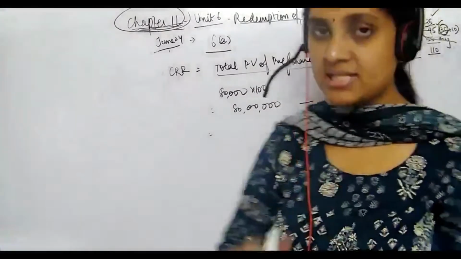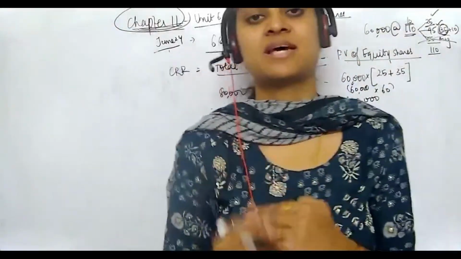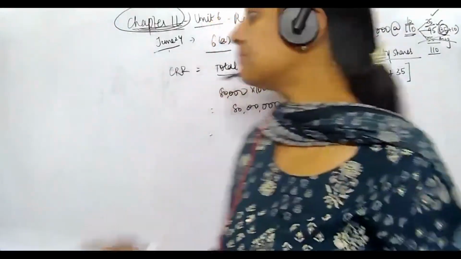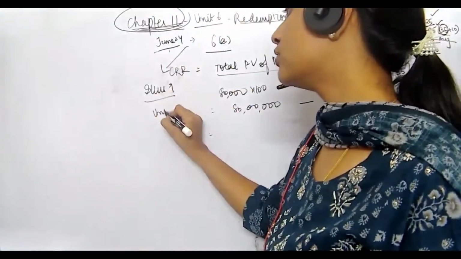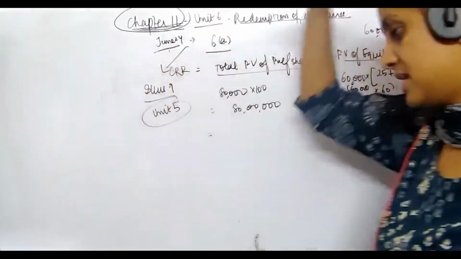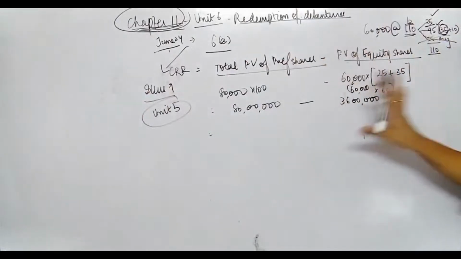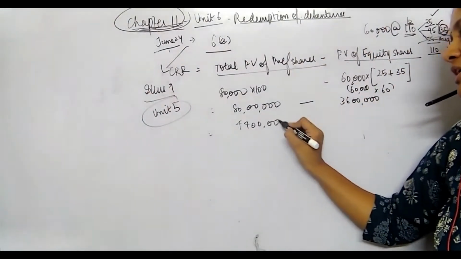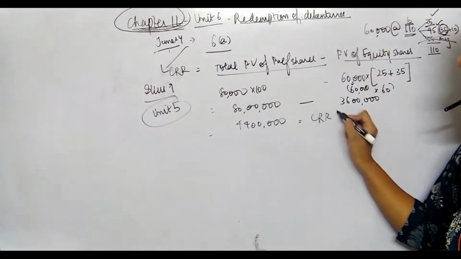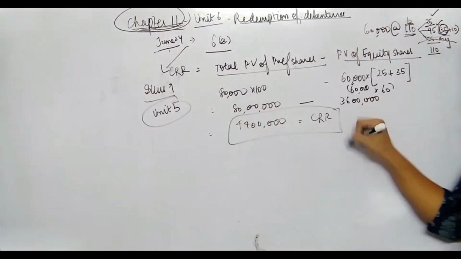My dear students, I have already done these questions. I have explained to you. It is nothing but the same as your illustration 9 of your unit number 5. The same question has come. Only there is a change in the amounts. Okay. So this comes to 44 lakhs. So CRR will be created to this particular extent.